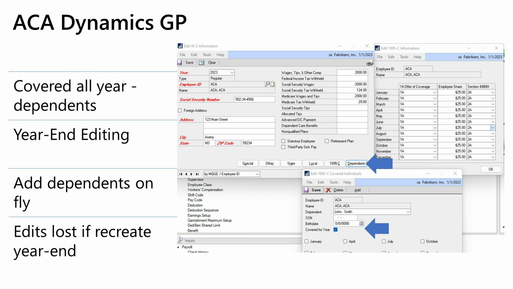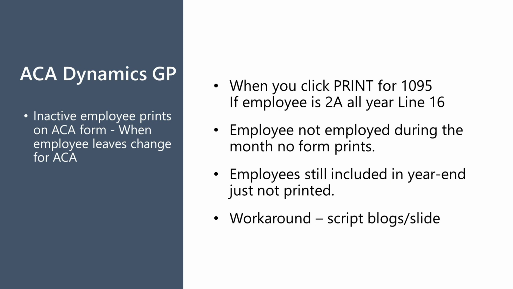And then all edits will be lost if we recreate the year-end. So ACA, one of the common things is the printing of inactive employees. We hear it every year. I link off my blog, there is a SQL script that will fix your data and remove inactive people.